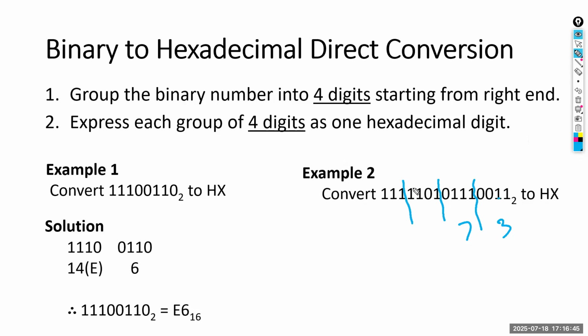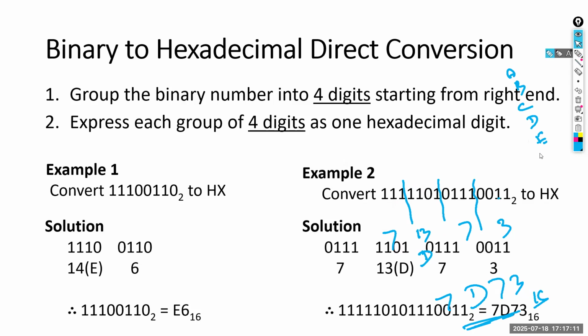That is 12 plus 1, 13. 13 is A, B, C, D, E. 10, 11, 12, 13, D. This is 7. 7, D, 7, 3. This binary number is 7D73. Right. So now you know what our next task is.